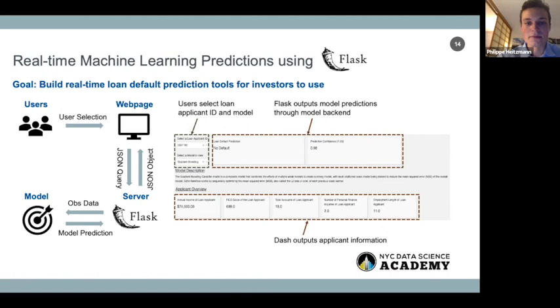At the same time, every time the user selects a loan applicant ID, the Dash app that is hosting all this backend is also outputting information on each applicant and showing, for example, down here in the bottom left, annual income of the loan applicant or FICO score, to allow the investor to build some intuition and contextualize the predictions and see how different models are dealing with our data.